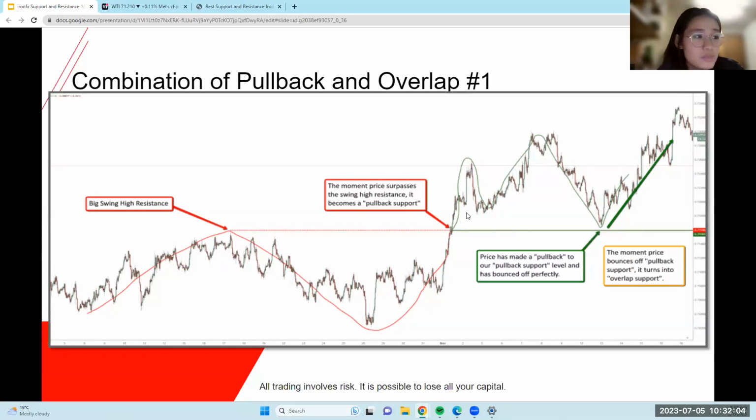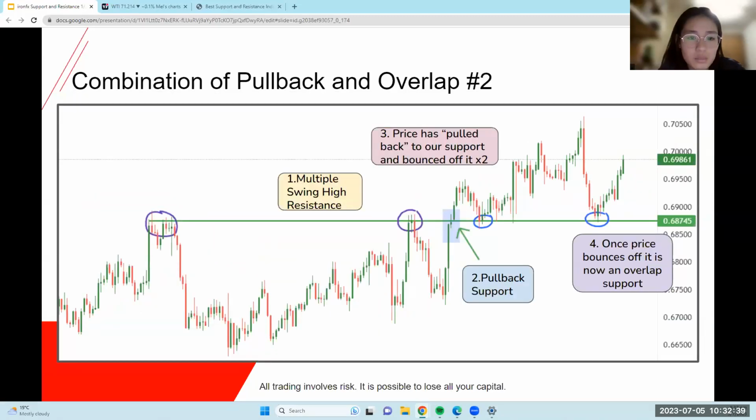Once it goes into the green area, it is a pullback support. Pullback support all the way until price bounces off the level. Once price bounces off it, it becomes an overlap support. I hope that's clear, but feel free to let me know if there are any questions. If not, let's go into the next example.